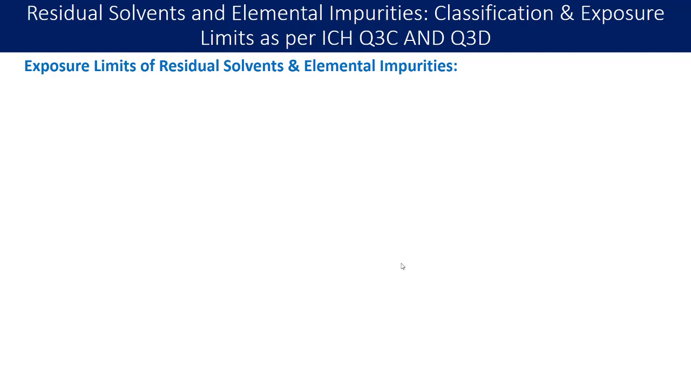So we understand the classification system, class 1, 2, and 3. Class 2 is subdivided into 2A and 2B only for elemental impurities. Okay, I hope you understand this point.